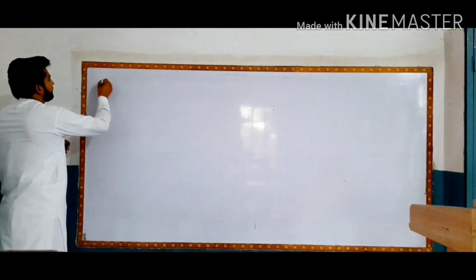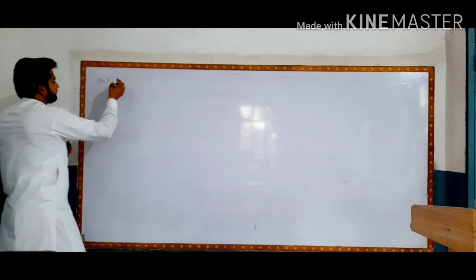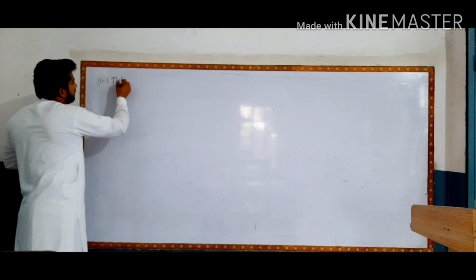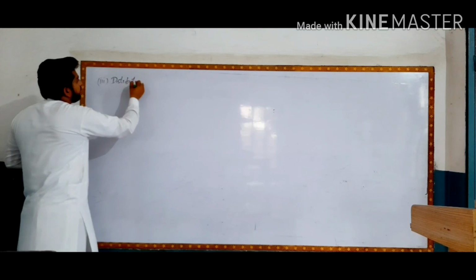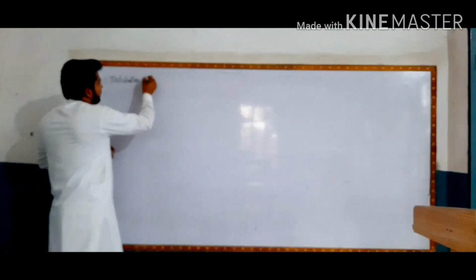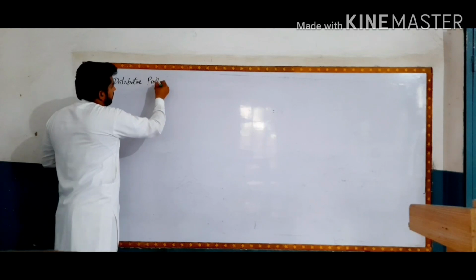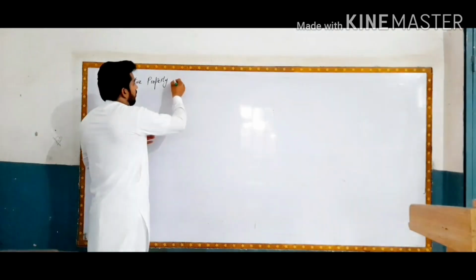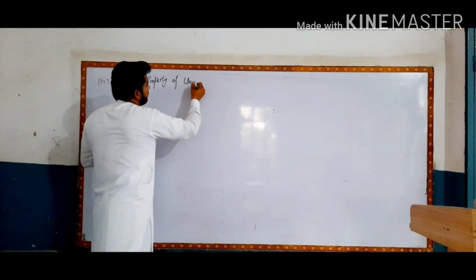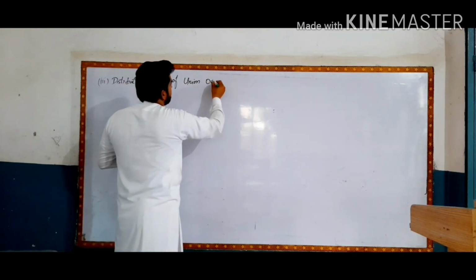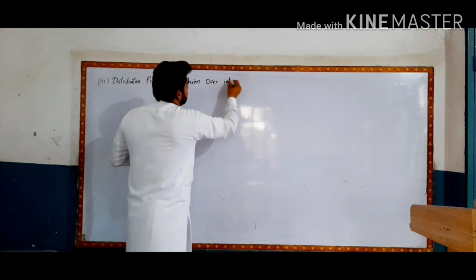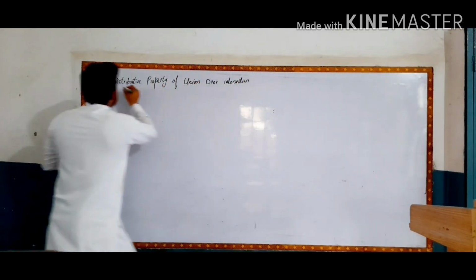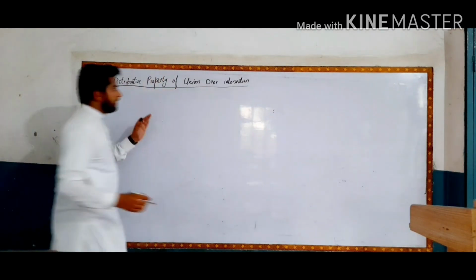So the third property is the distributive property. Distributive property of union over intersection. So this is the property and we have to prove it.